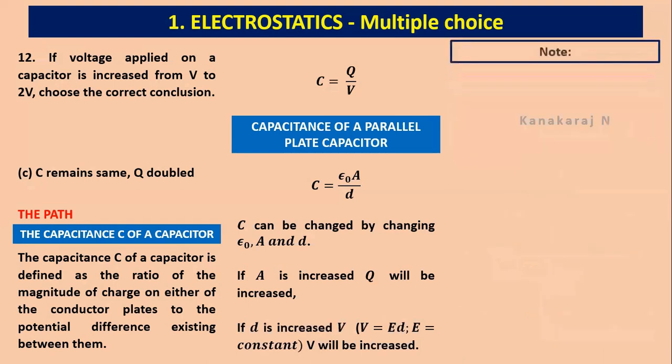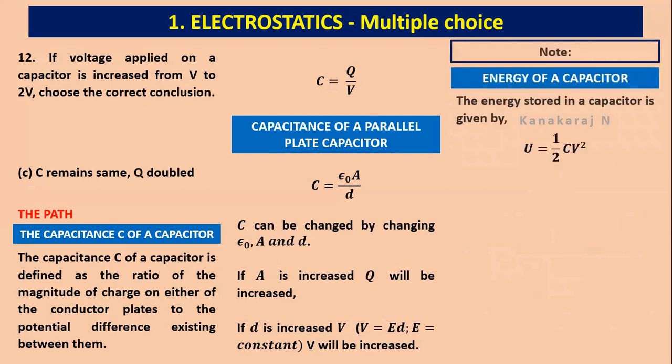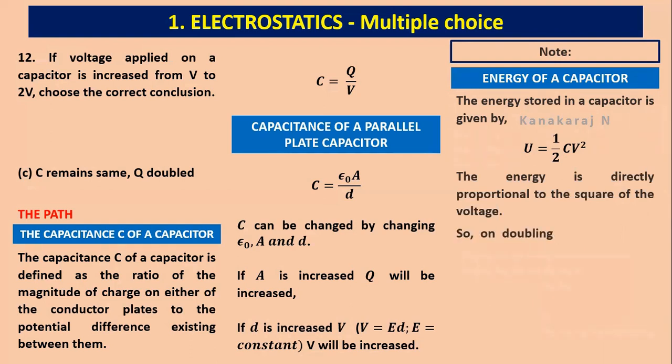Now let us go for one more note. The energy of a capacitor is given by U equals 1/2 CV squared. Here in our problem it is given that V is doubled. So the energy will be 4 times its original energy. The energy is directly proportional to the square of the voltage. So the new U becomes 4 times the old U. So on doubling the voltage, the energy becomes 4 times the initial value.